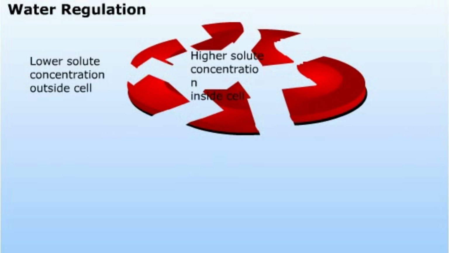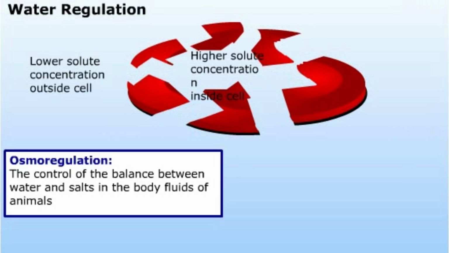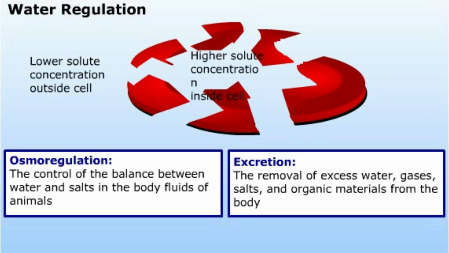Animals prevent excess water from disrupting cell activities by balancing the concentration of salts inside and outside their cells. The means by which this balance is maintained is called osmoregulation. Osmoregulation is closely related to excretion, so in this activity we'll look at both processes.